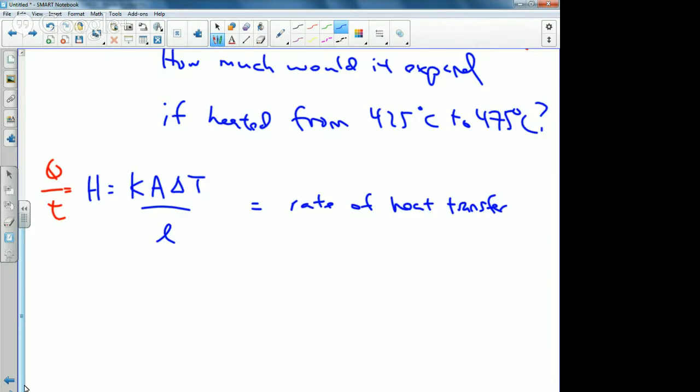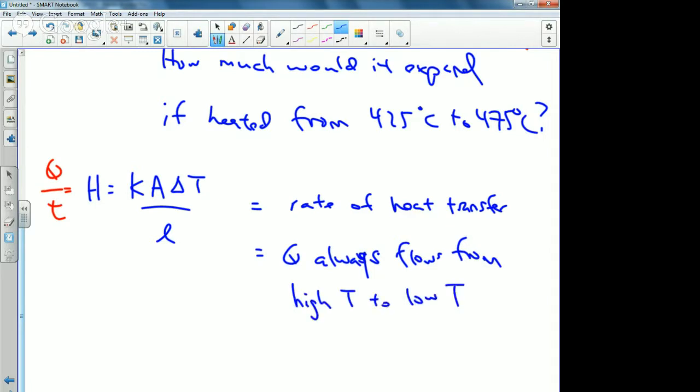It depends ultimately on the cross-sectional area versus the length. There's usually not really a hard question on this. If you know the formula, you should know that it's directly related to area, inversely related to length. Now, it always flows from high heat to low heat. You can write that down, actually. Q always flows from high T to low T.